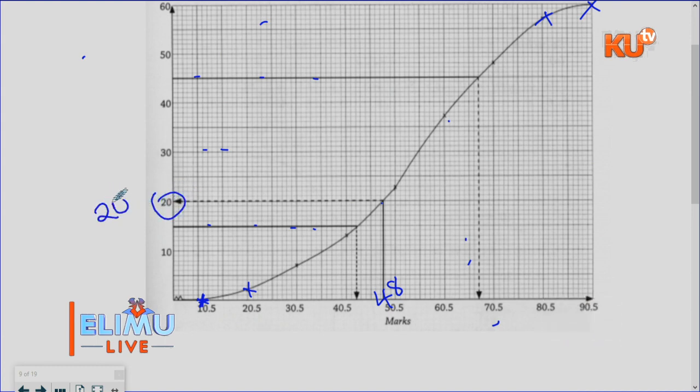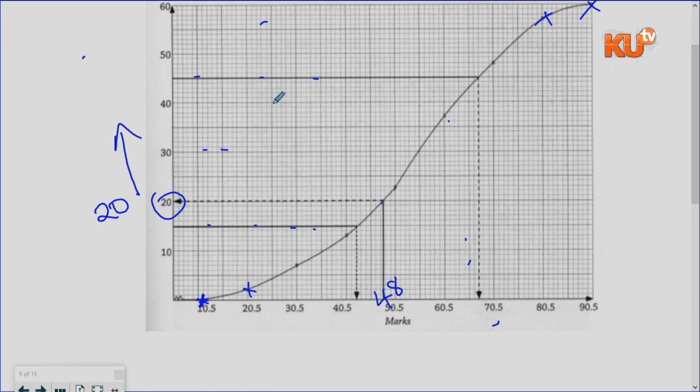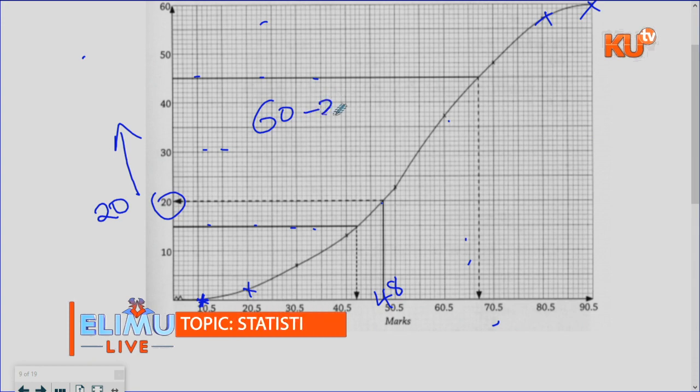20. 20 students scored 48. Then we are saying the pass mark was more than 48. So how many students scored more than 48? Everyone from 20 upwards, this side, they scored more than 48 marks. So to get their number, how many students passed, you take the total, 60 minus 20. That will give you 40. Then the percentage of students who passed, that will be 40 over 60 times 100. So that should give you about 66.7%.